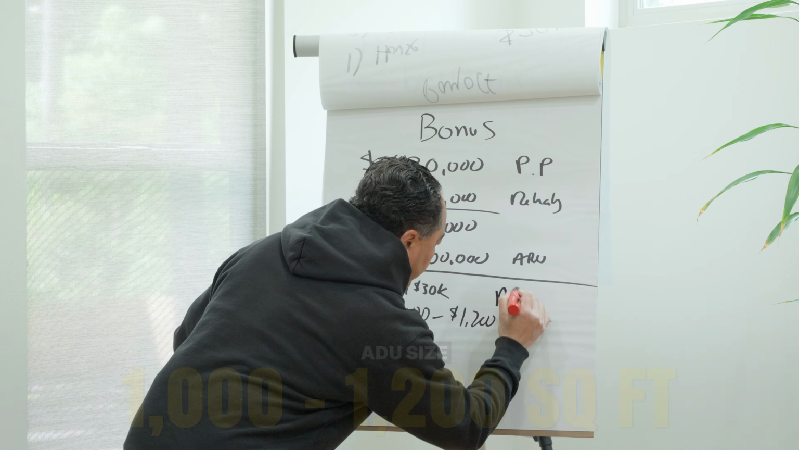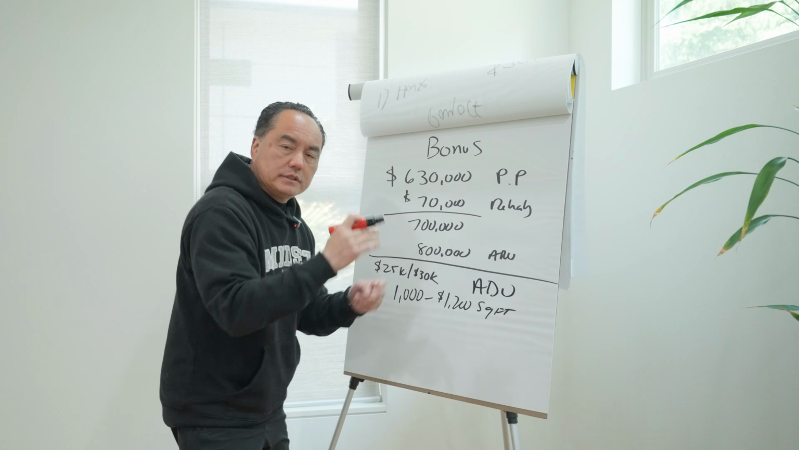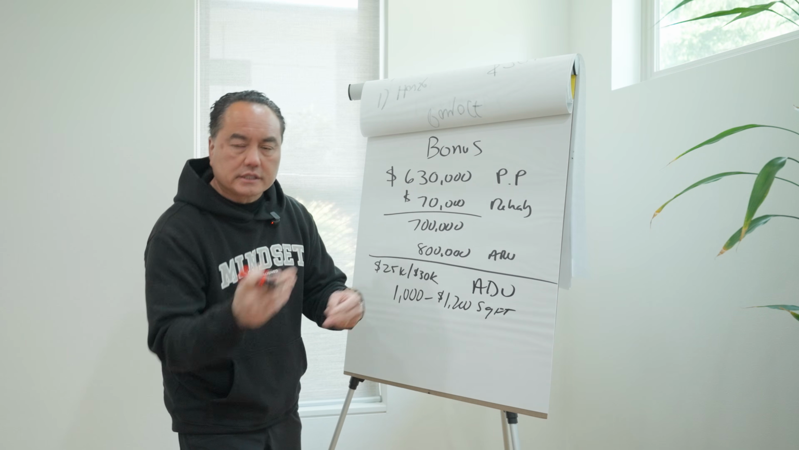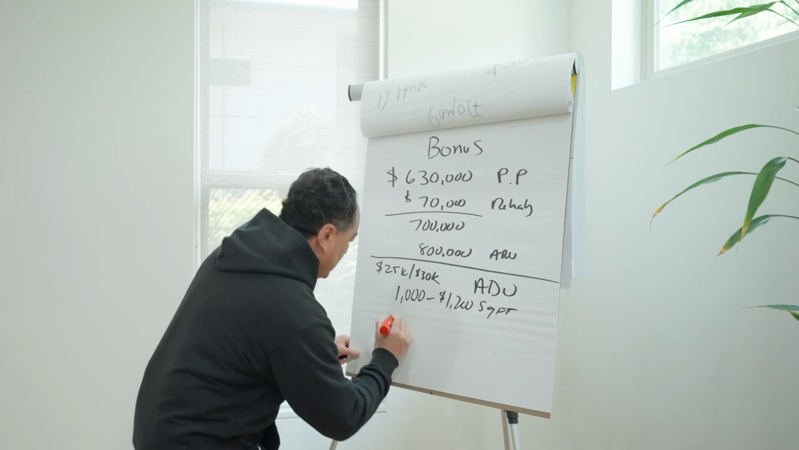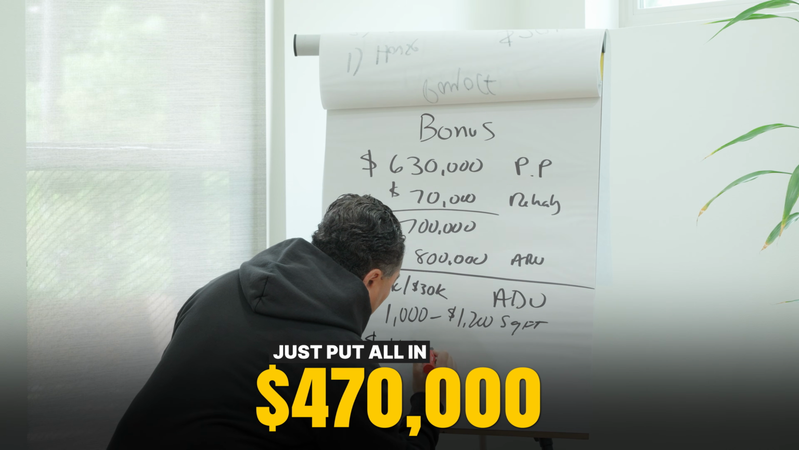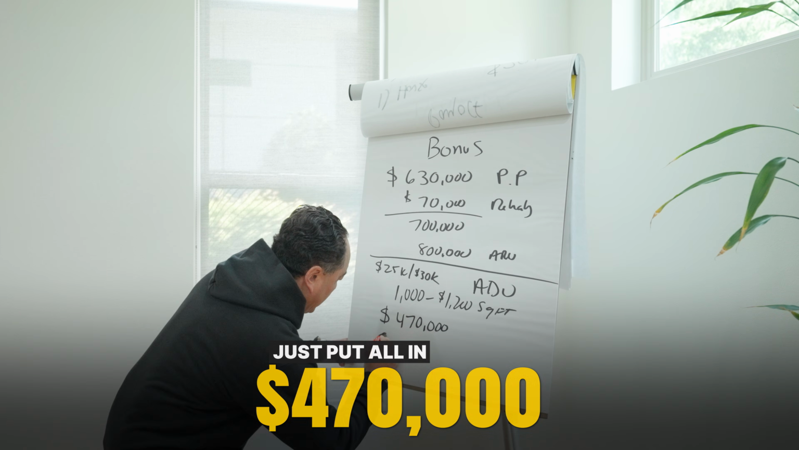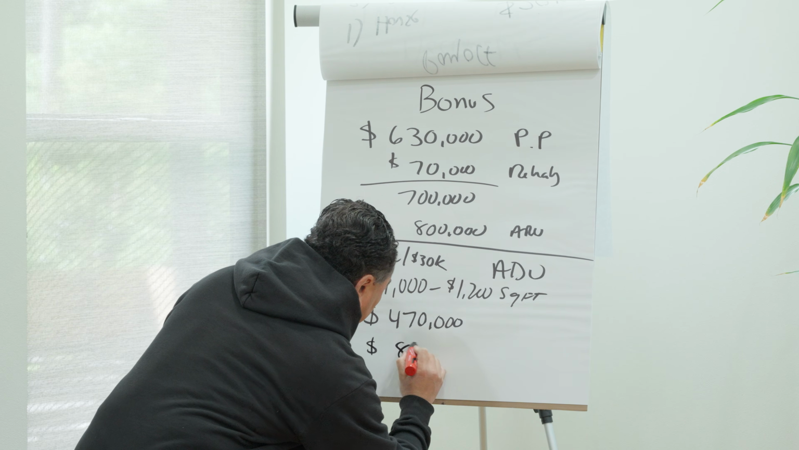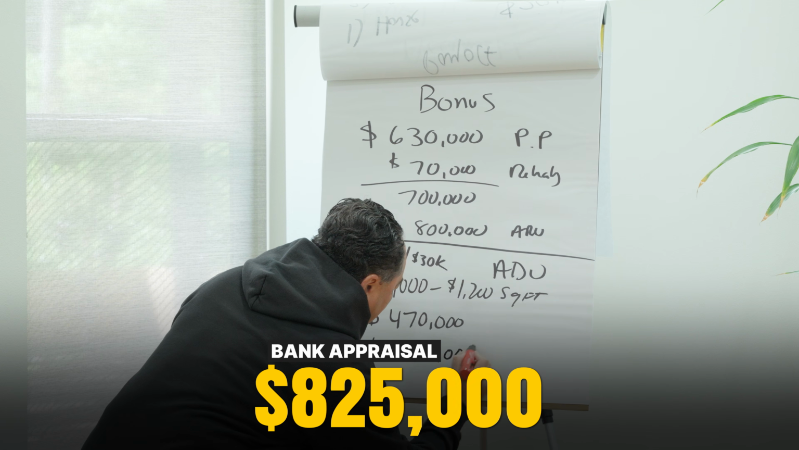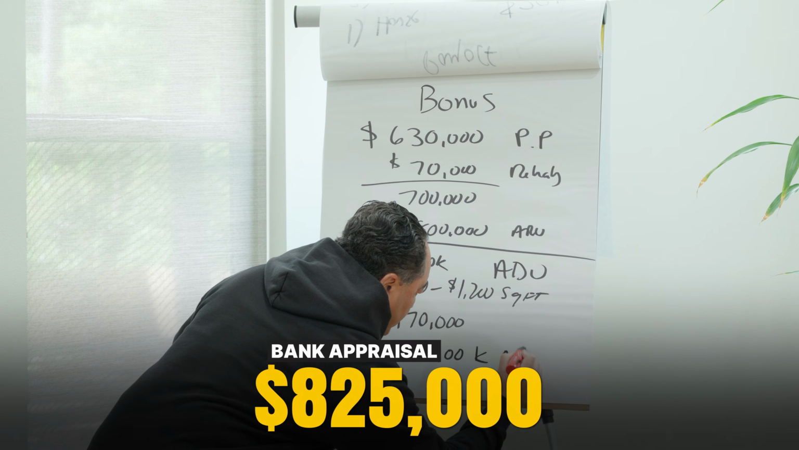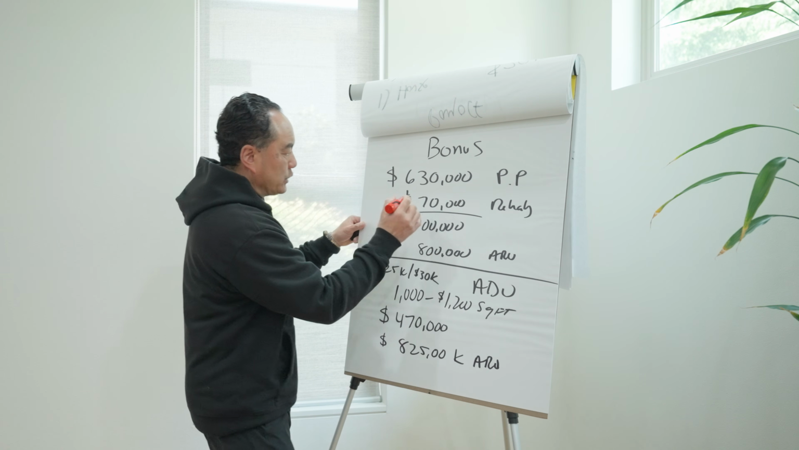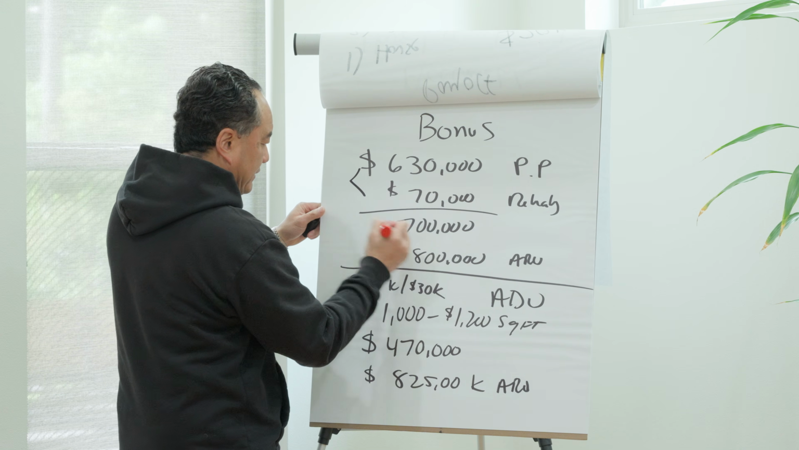ADU, all in, soft costs, construction costs, carry costs, builder fee, tax and everything, it's about $470,000. These they appraised for $825,000 as an ARV.